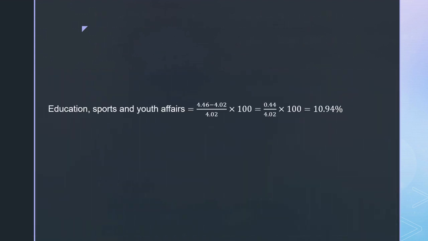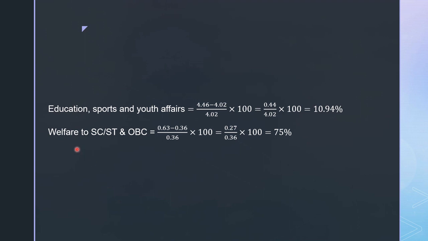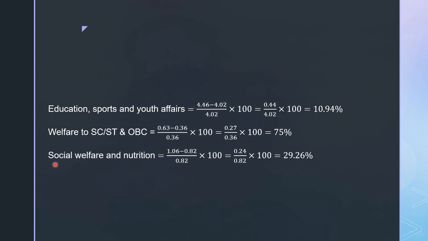So here is the solution. First one is education, sports and youth affairs. 4.46 minus 4.02 divided by 4.02 into 100, that is equal to 0.44 divided by 4.02 into 100, that is equal to 10.94%. Next value is welfare to SC/ST and OBC. 0.63 minus 0.36 divided by 0.36 into 100, that is equal to 0.27 divided by 0.36 into 100, that is equal to 75%.